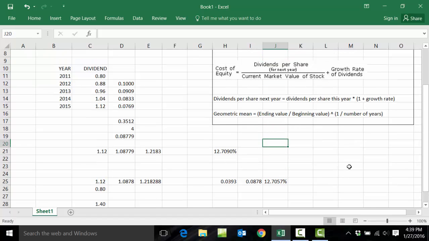And that compares to 12.7090% for using the arithmetic mean. So that's how you calculate the cost of equity using the arithmetic and the geometric methods.